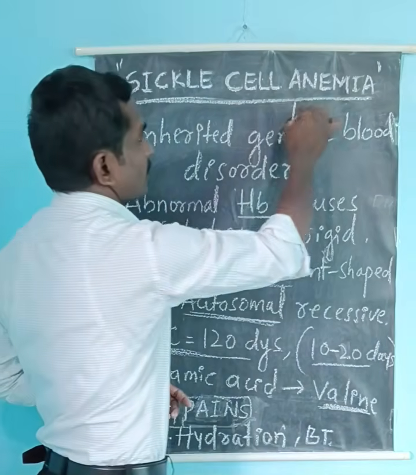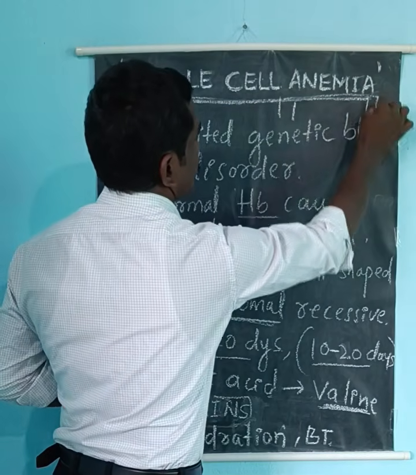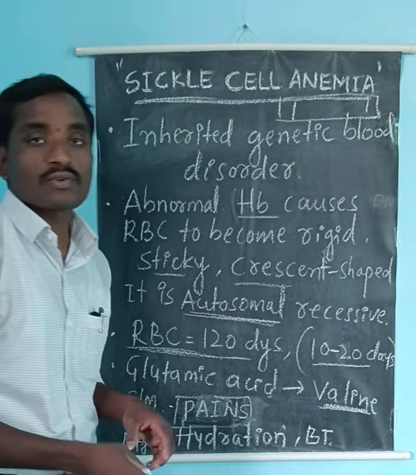Here the alpha is 1 and it is also alpha 1. It is usually caused by a chromosomal defect in the 11th chromosome.